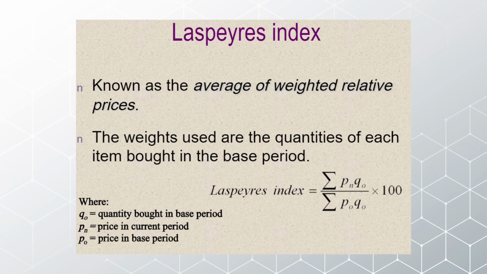So there is a formula of the Laspeyres index, and this is known as the average of weighted relative prices. The weights used are the quantities of each item bought in the base period, and the formula is: Laspeyres index is sigma Pn Q0 divided by sigma P0 Q0 multiplied by 100. So Q0 is the quantity bought in the base period, Pn is the price in the current period, and P0 is the price in the base period.